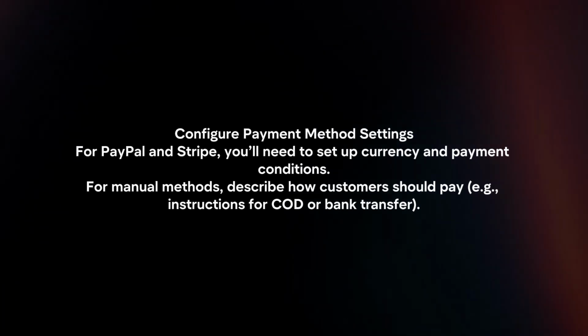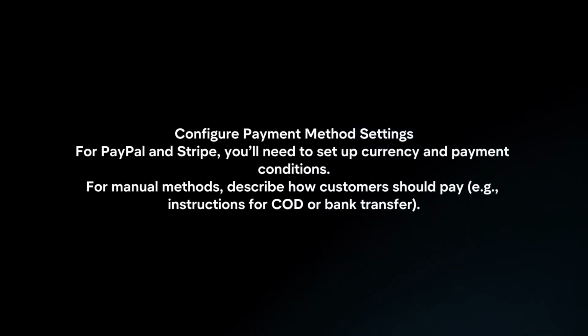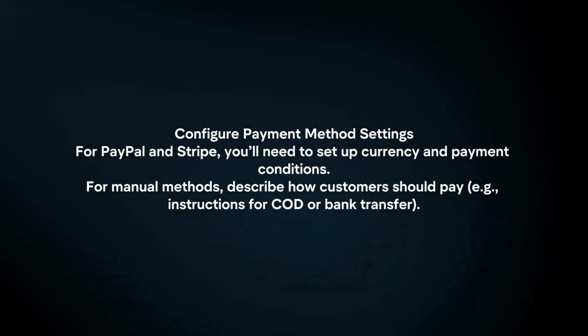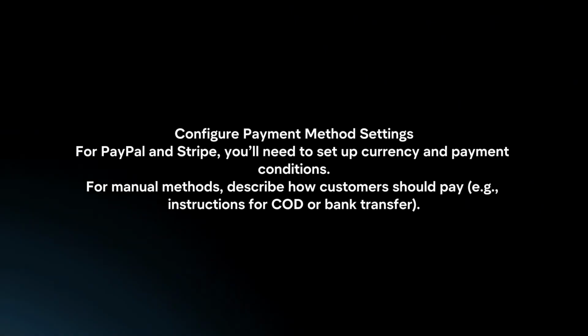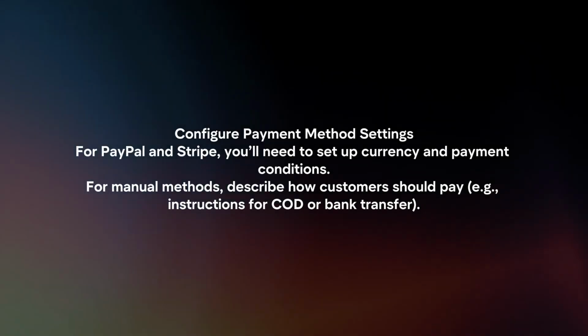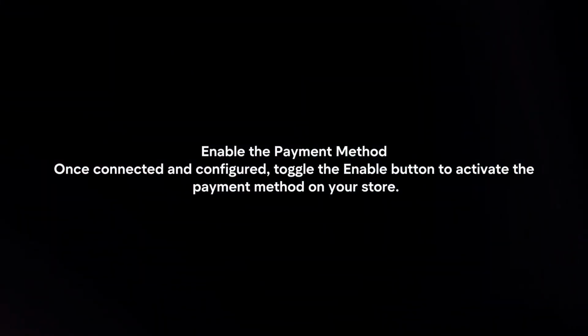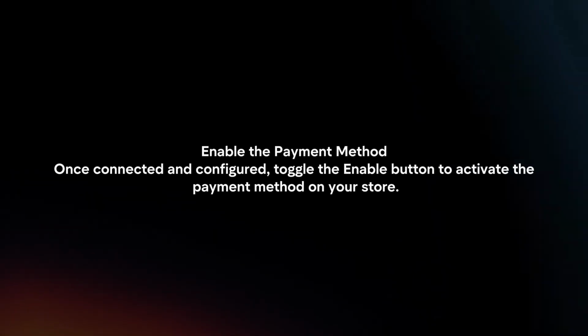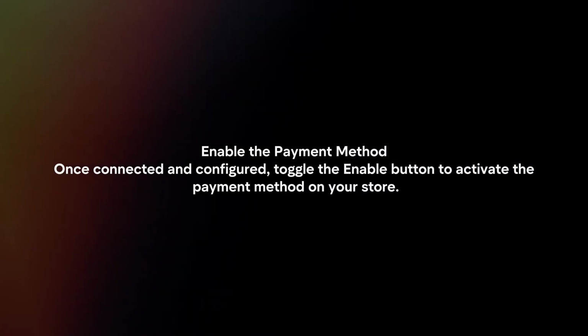Configure payment method settings. For PayPal and Stripe, you will need to set up currency and payment conditions. For manual methods, describe how customers should pay. Enable the payment method. Once connected and configured, toggle the Enable button to activate the payment method on your store.